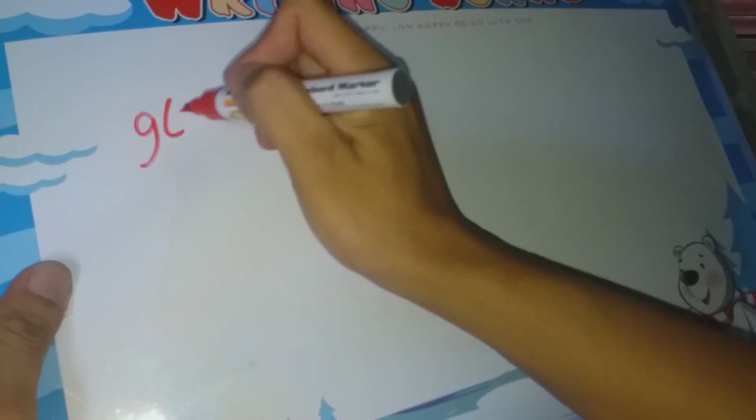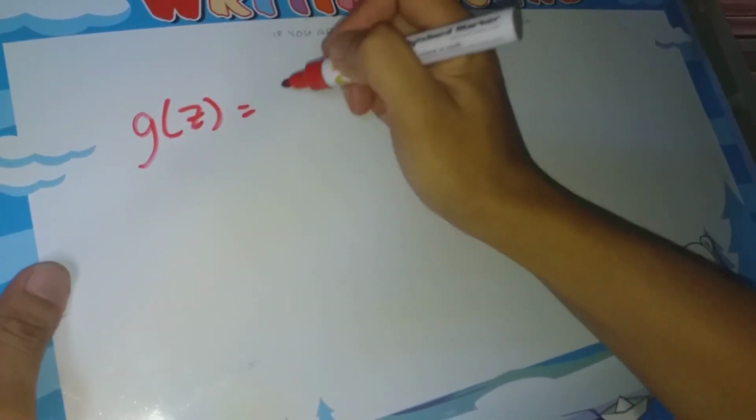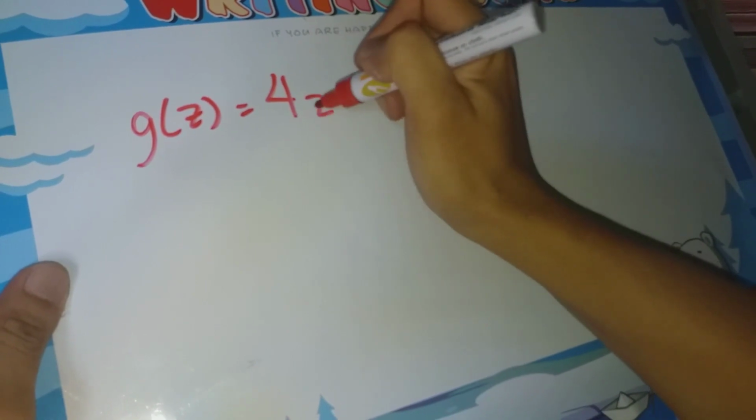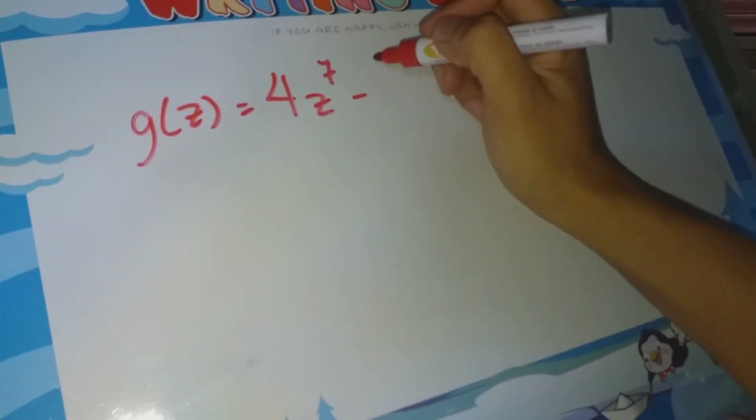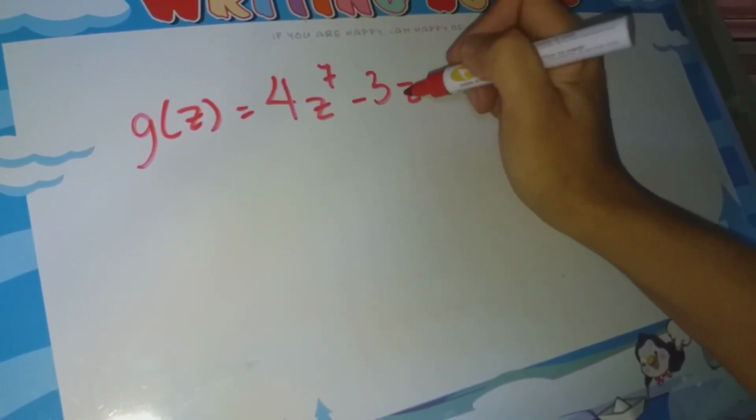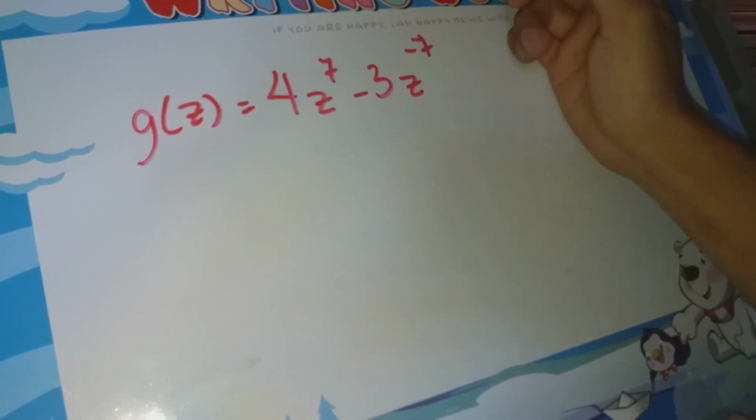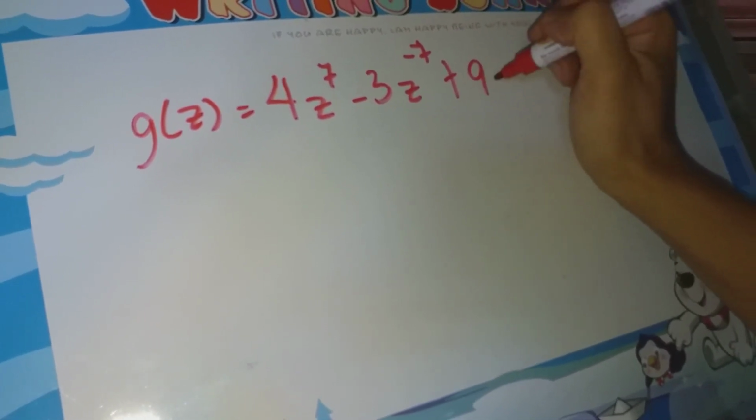Good morning everyone. In this video, I'm going to answer the previous activity, and I want to show you the simplest way to find the derivative of the given function. So number one, the problem is g of z is equal to 4z raised to 7 minus 3z raised to negative 7 plus 9z.